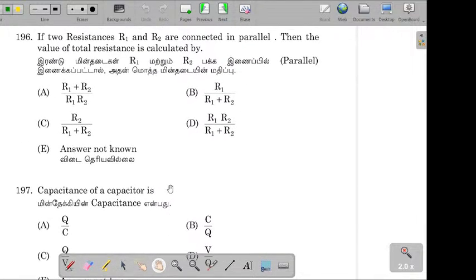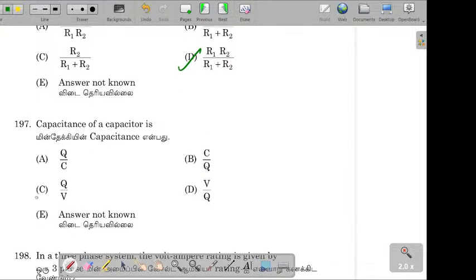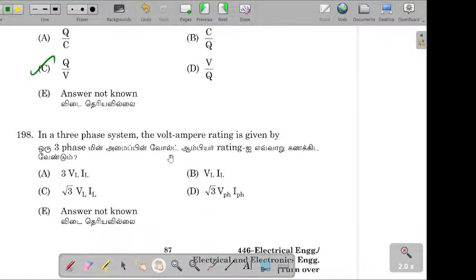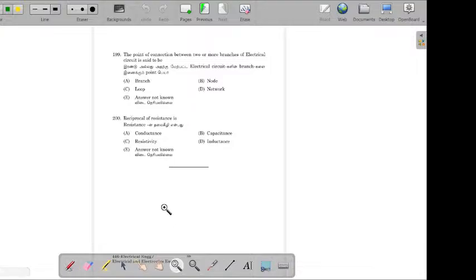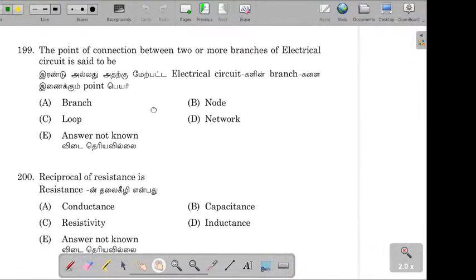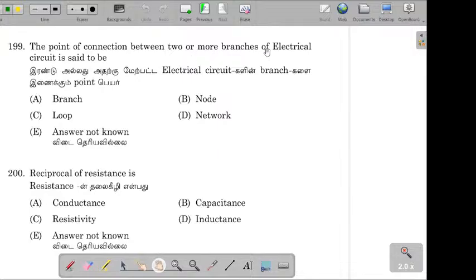If two resistors R1 and R2 are connected in parallel, then the value of total resistance is calculated by R1 R2 by R1 plus R2. Capacitance of a capacitor is given by Q by V. In a 3-phase system, the voltage ampere rating is given by root 3 VLIL. The point of connection between two or more branches of electrical circuit is said to be node. Last question, reciprocal of resistance is conductance.